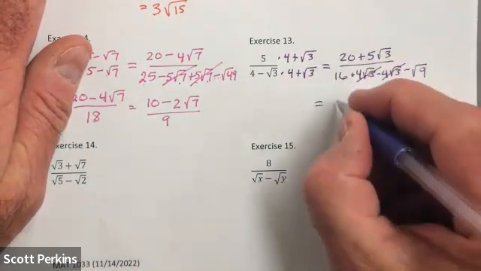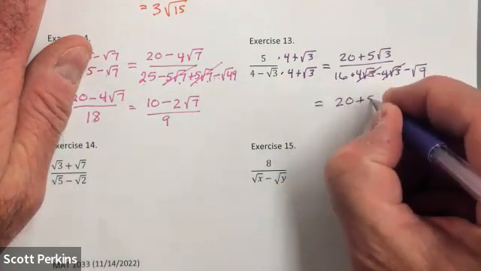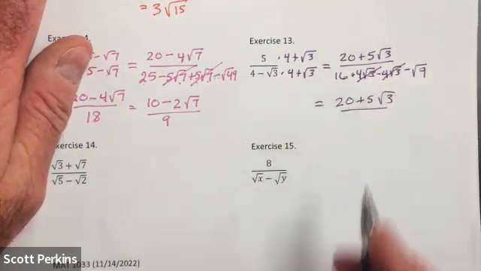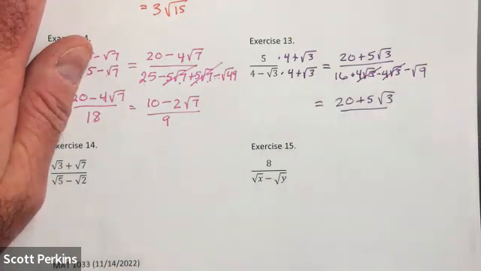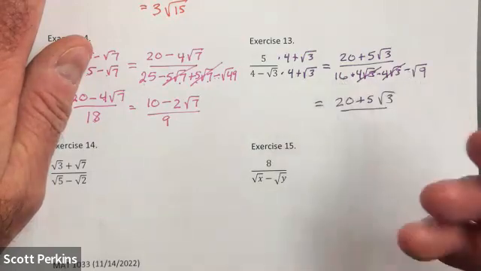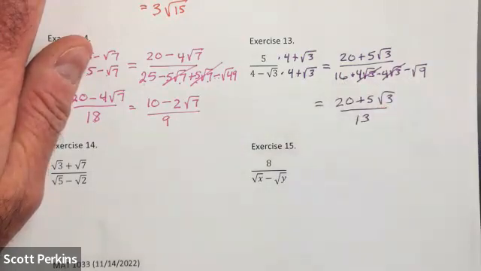So my top is 20 plus 5 square root of 3. My bottom is 16 minus the square root of 9. So what does the denominator become? 16 minus 3 or 13, just like you said. Perfect. Great job.